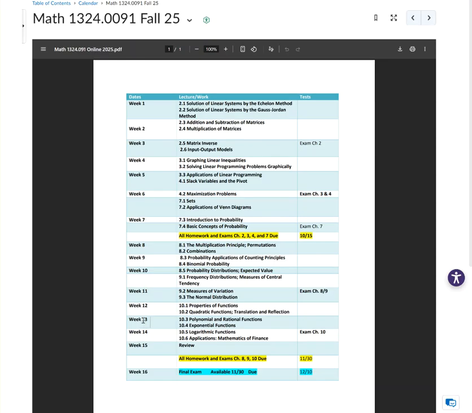Then for week 8 to 15, chapter 8 and 9, and chapter 10. And those are all the next chunk that you're going to do, and all the homework and exams. So 8 and 9 is one test, and 10 is one test. That's due November 30th, which is toward the end of the course. So you really have two chunks. This is about the time that midterm would be.